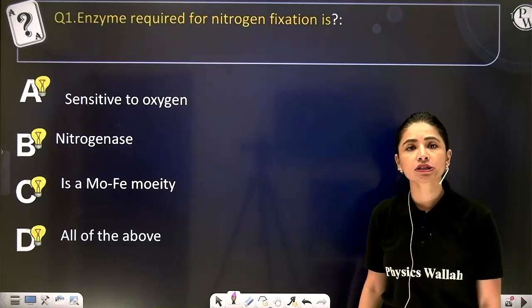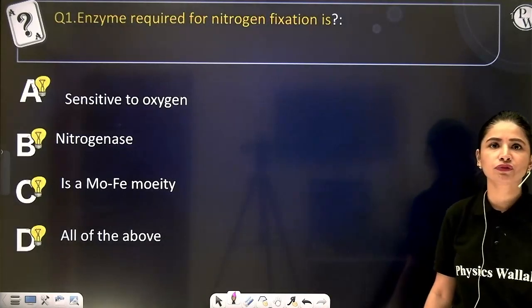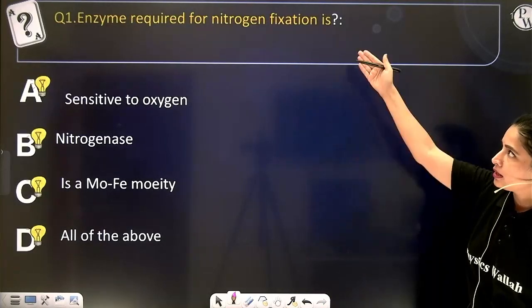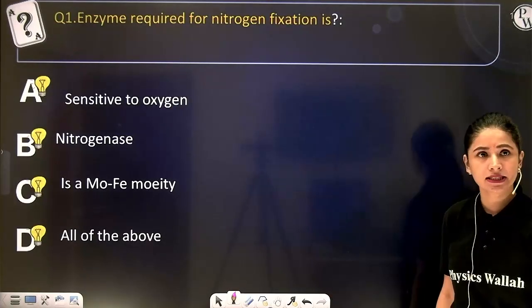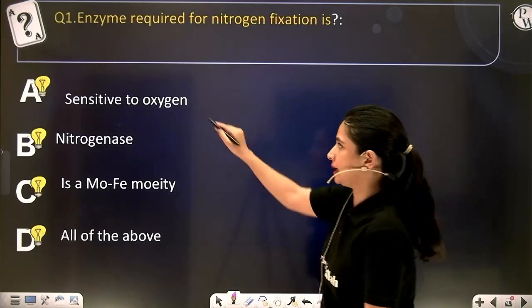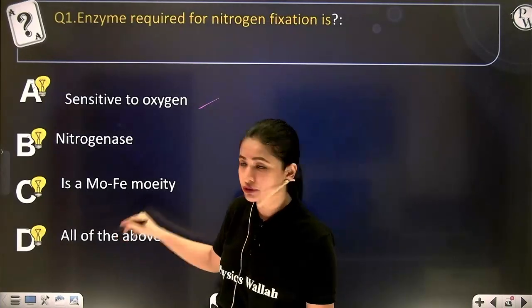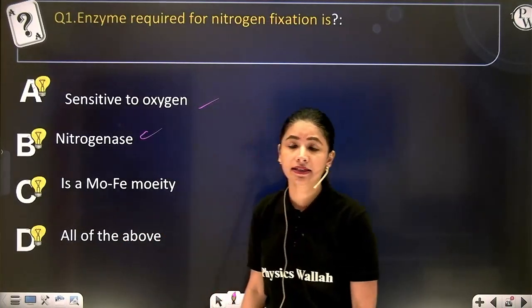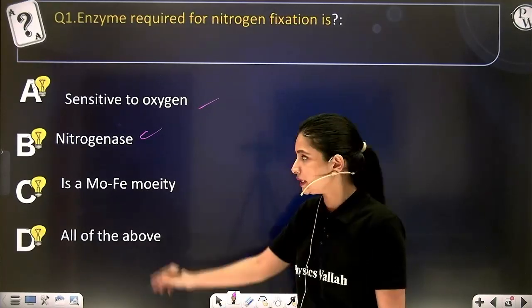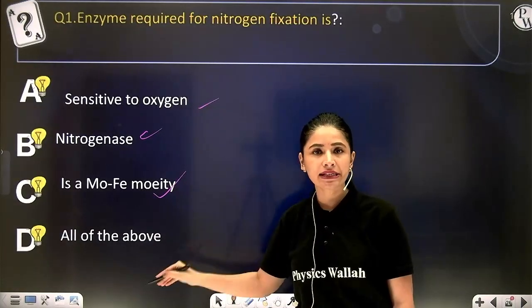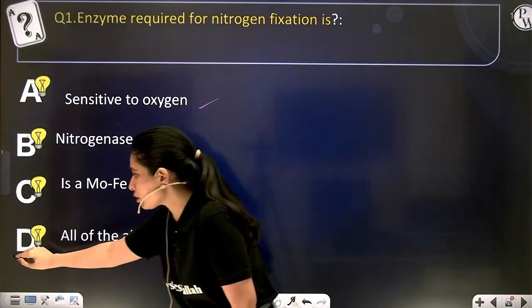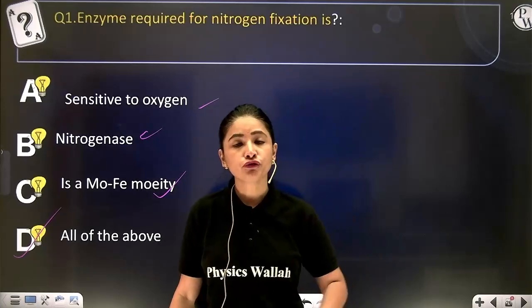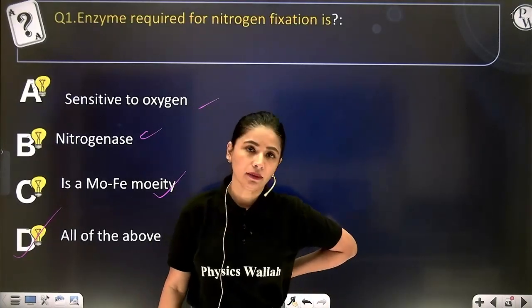Enzyme for nitrogen fixation is. Options are given. You have to tell the correct answer. Is it sensitive to oxygen? Yes, correct. The enzyme name is nitrogenase. Correct. Is it a molybdenum iron moiety? Correct. So all the three statements are correct with respect to the enzyme. Hence, the answer of this question will be 4, all of the above.